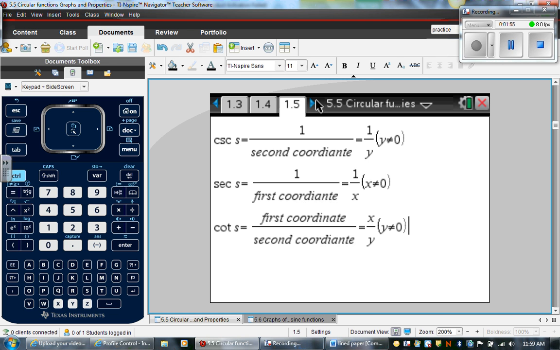Okay, so similarly, cosecant, we're going to be doing 1 over y, or 1 over your second coordinate. Secant of S is going to be 1 over x, or 1 over your first coordinate. And cotangent S is going to be x over y, or your first coordinate divided by your second coordinate.